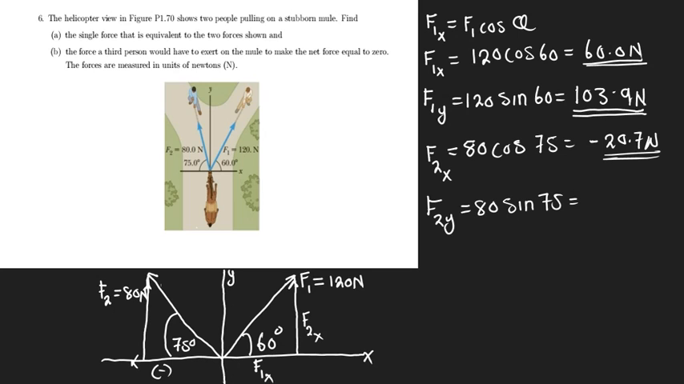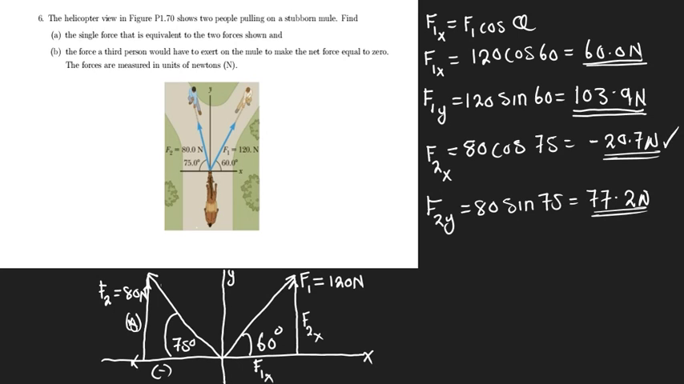So this is going to be positive because our y is positive, like that. So let me try to punch that 80 sine 75. What are we going to get? We are getting 77.2 newtons.